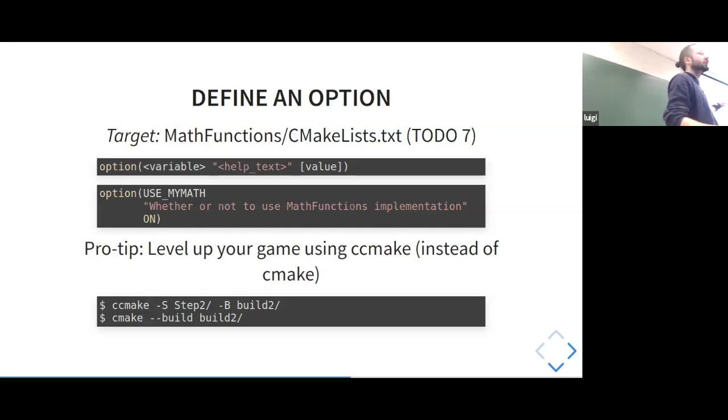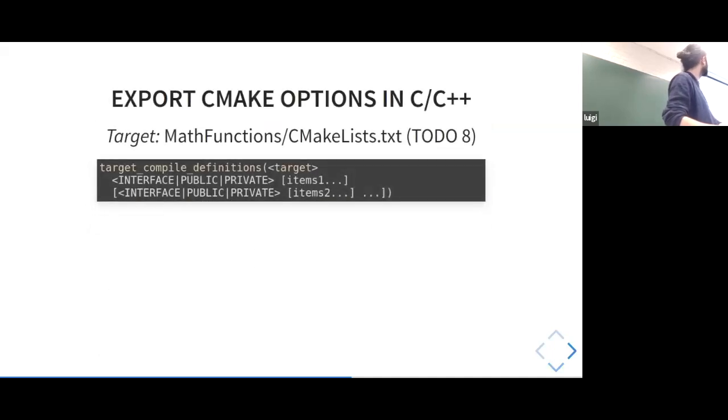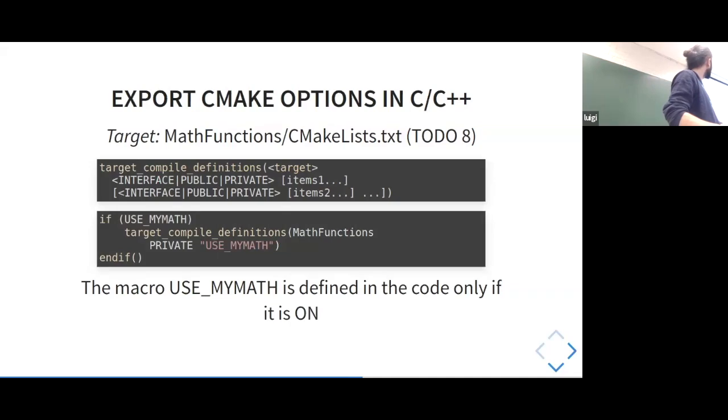A code that here is no longer CMake, it's CMake. CMake has a nice interface where you can set the option in a more user-friendly way. And you can switch the option use my math on or off. Once that option is defined, you can continue. Well, you can use it in CMake to tell CMake what to do with it. So this is an example.